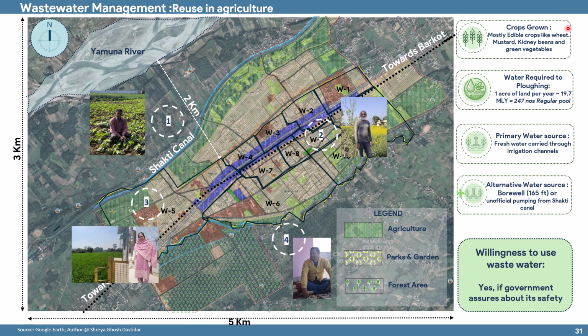The water requirement for ploughing 1 acre of land is also calculated, and it came to about 19.7 million litres per year, as each farmland is required to get ploughed 4 times in the year. So 19.7 million litres is the total water needed per year to plough 1 acre of land, and this roughly equals the volume of water held by around 250 regular-sized pools.